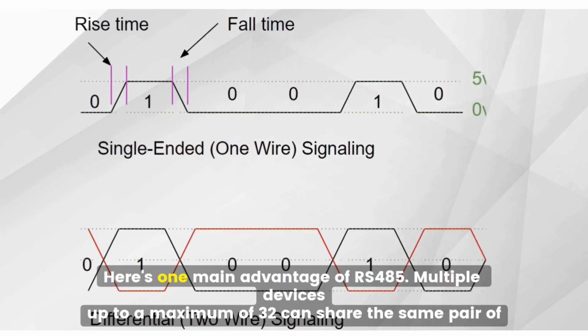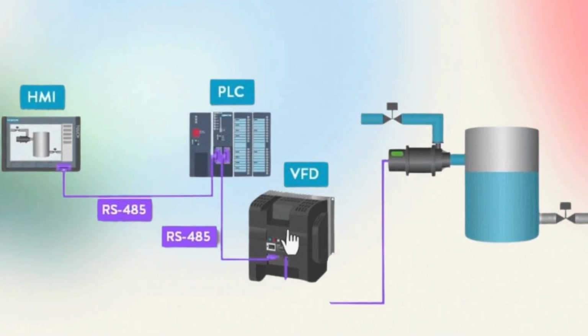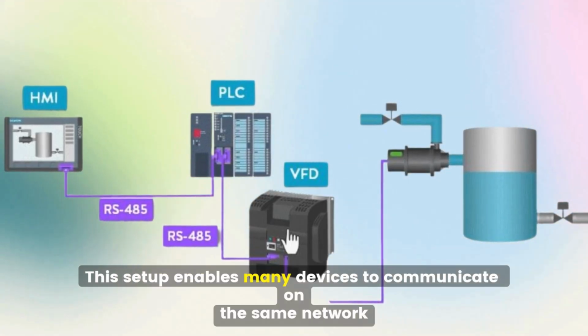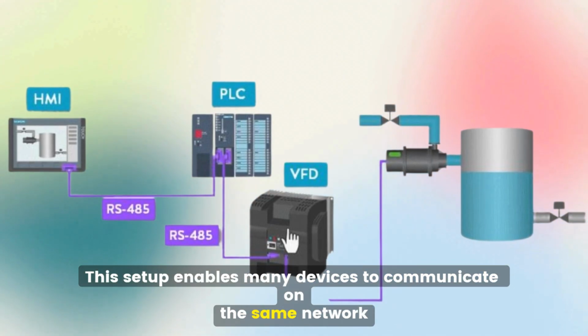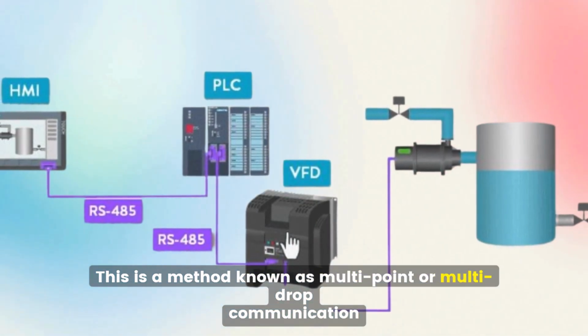Here's one main advantage of RS485. Multiple devices, up to a maximum of 32, can share the same pair of wires. This setup enables many devices to communicate on the same network. This is a method known as multi-point or multi-drop communication.